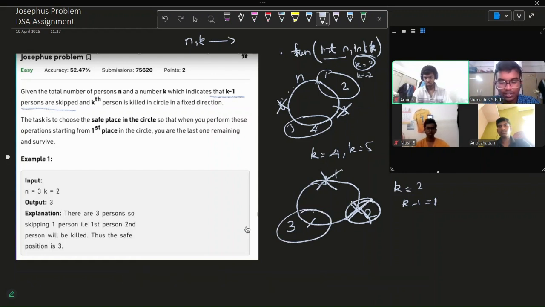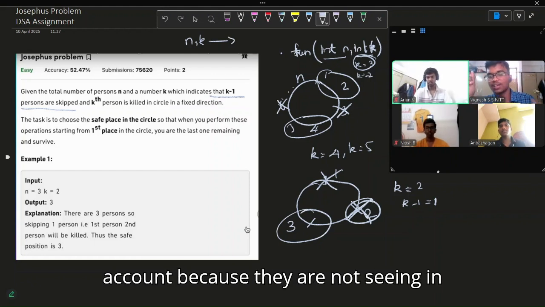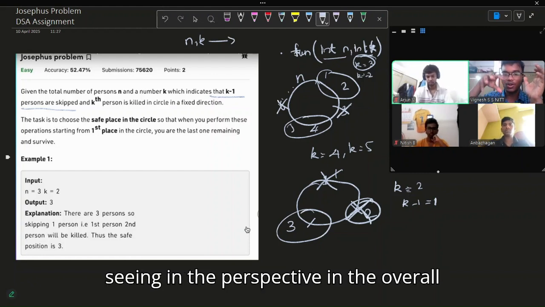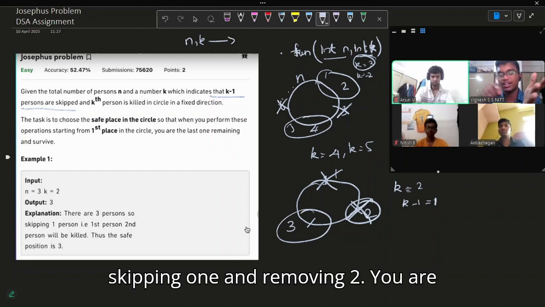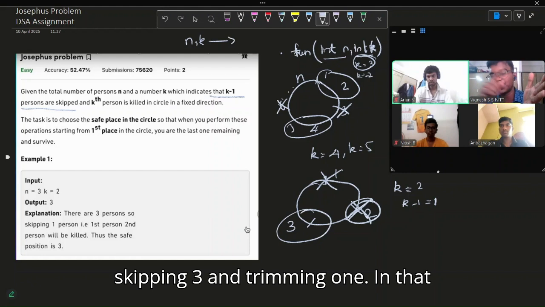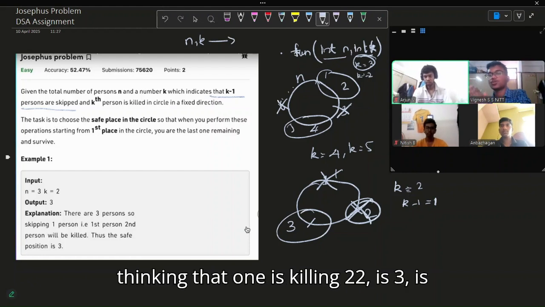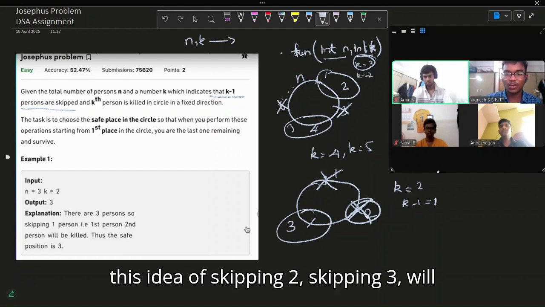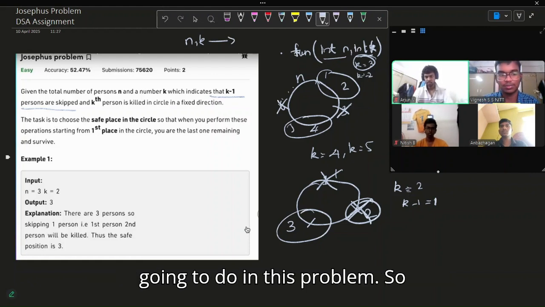So in that case, that k number we don't want to take into account, because we are not seeing it from the perspective of a soldier. Now we are seeing it from the overall perspective, like you are seeing it in the computer. You are skipping one and removing two. You are skipping three and removing one. Rather than thinking that one is killing two, two is killing three, three is killing four, not like that. This idea of skipping two, skipping three will give a clearer idea of what we are going to do in this problem.